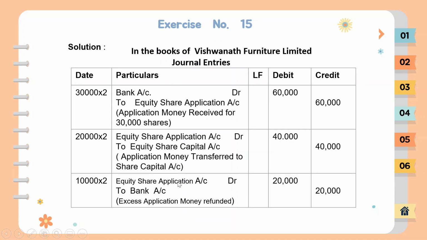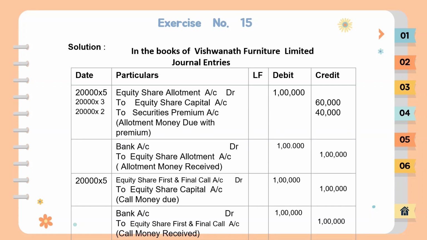Now see, first always remember, if you are receiving over subscription, then for that number only you have to show the first entry. 30,000 into 2, 60,000, and you should write it is received for 30,000 shares. And actually we need to have only 20,000 shares, that you have to show in the transfer to share capital. And the excess application is refunded, so you put the refund entry, equity share application to bank, 20,000 rupees.